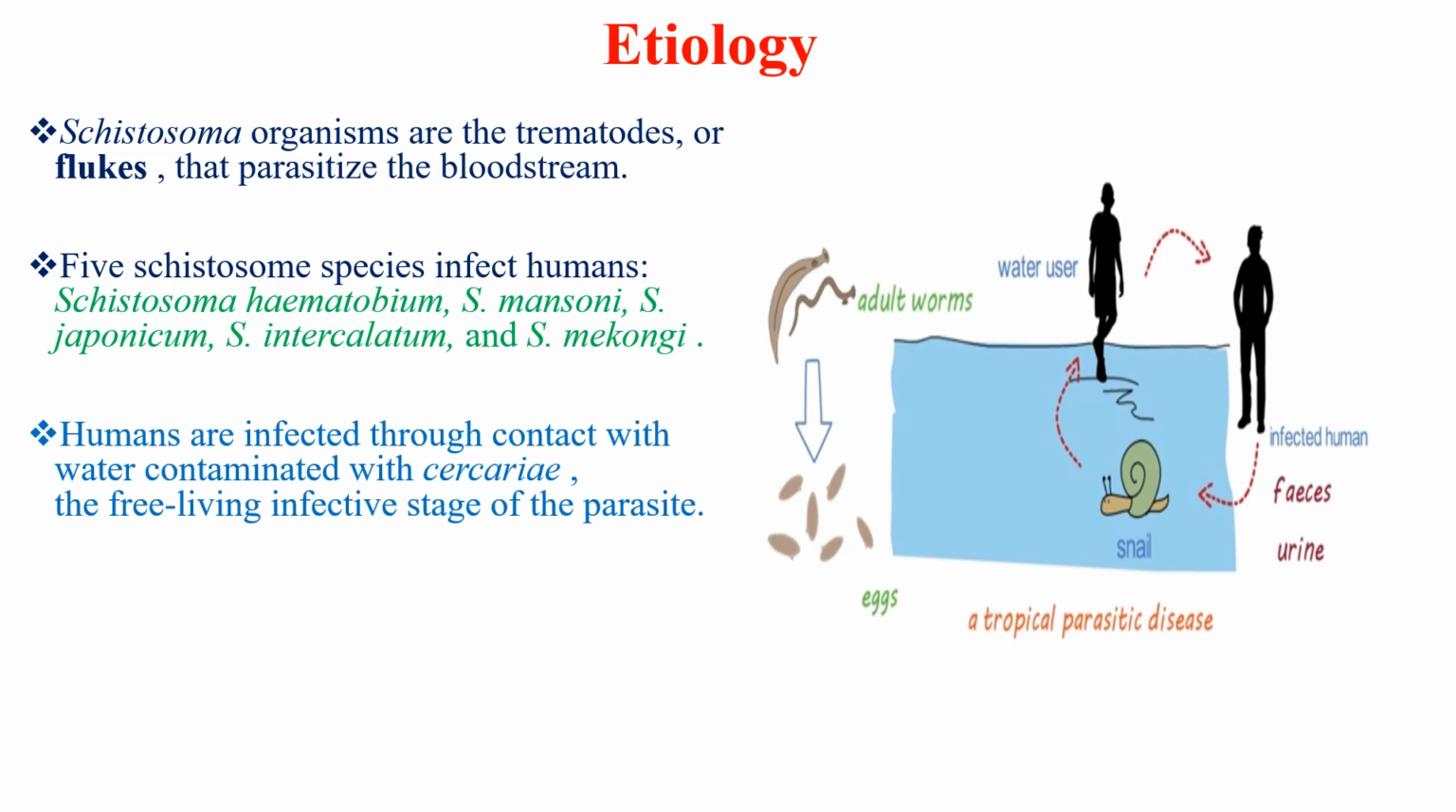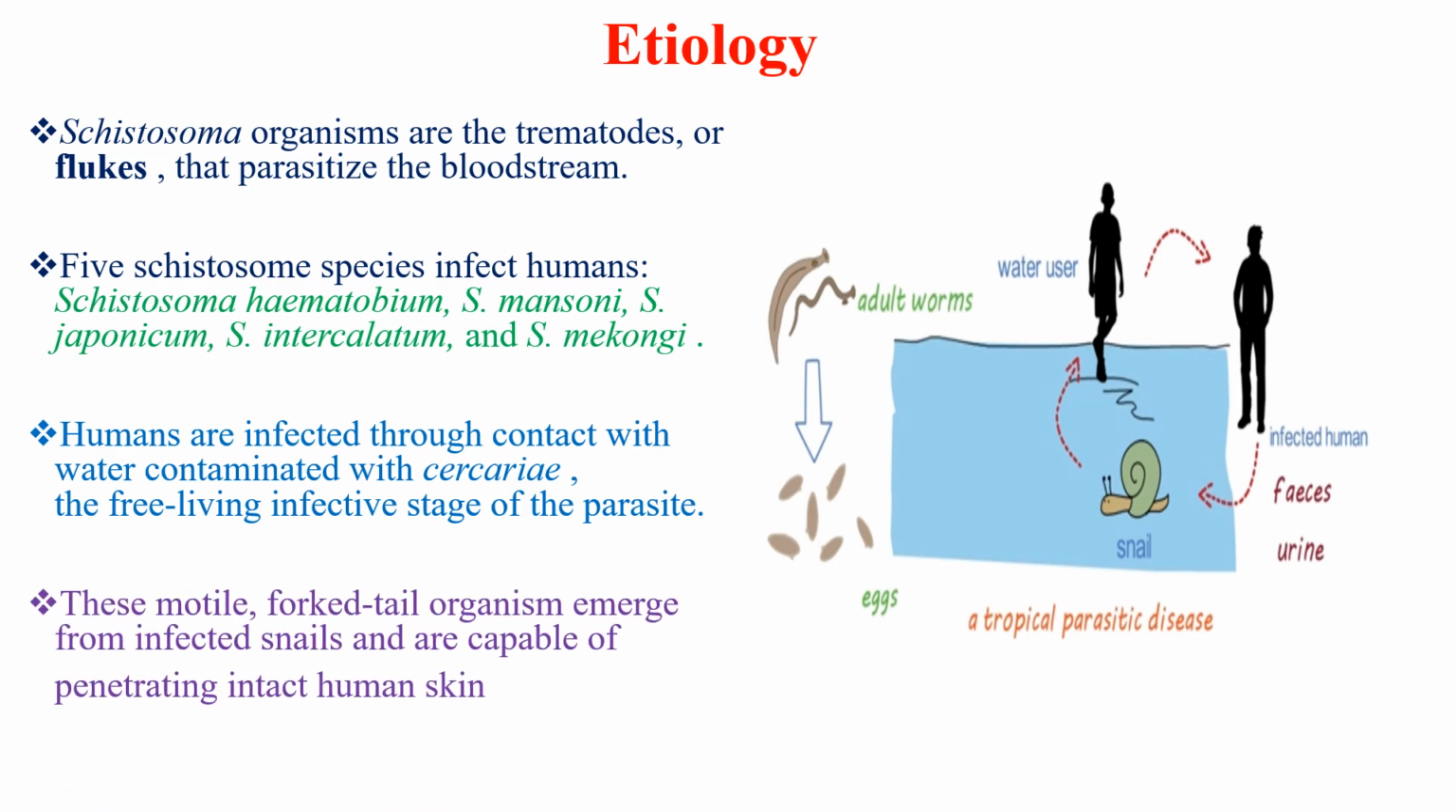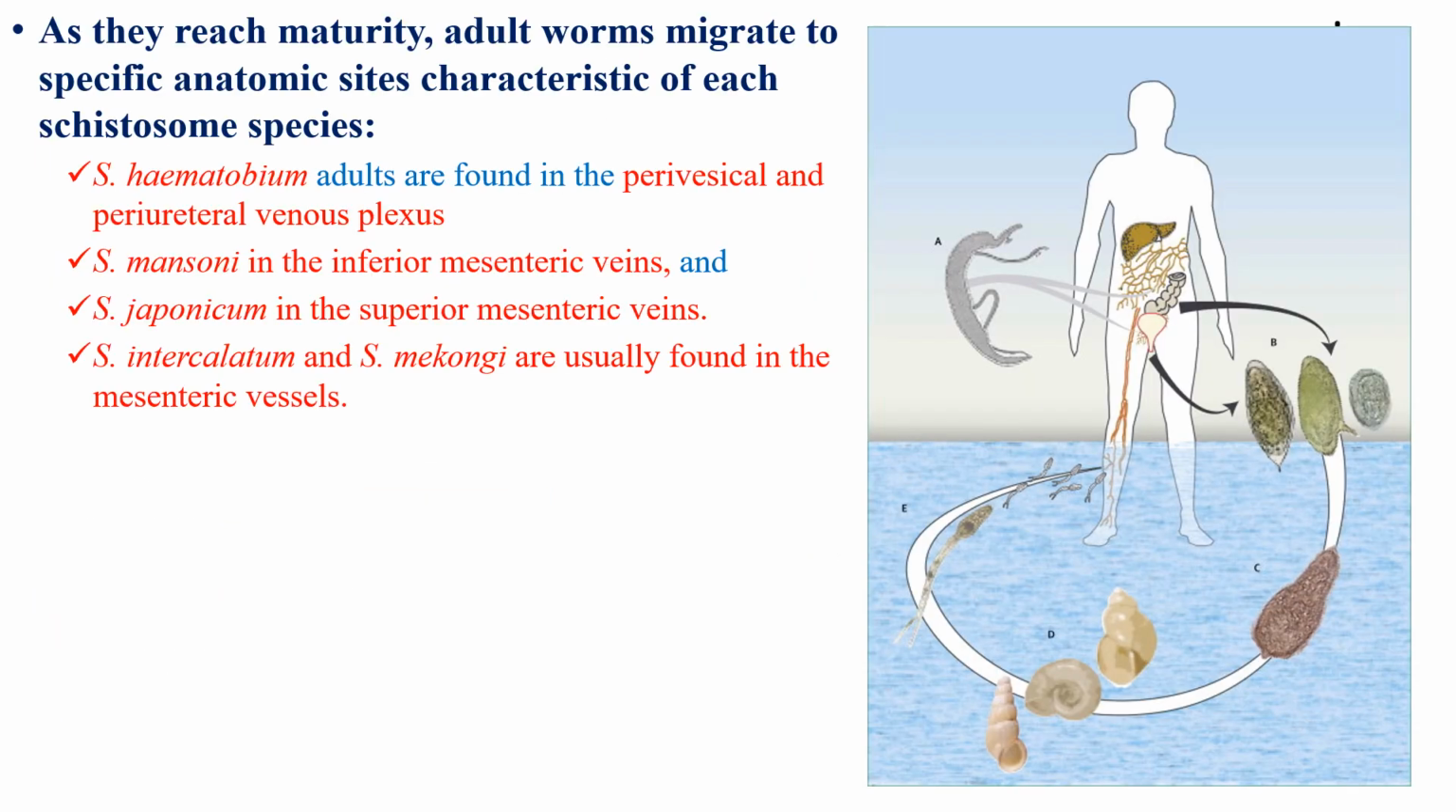Humans are infected through contact with water contaminated with cercariae, the free-living infective stage of the parasite. This motile, forked-tail organism emerges from infected snails and is capable of penetrating intact human skin. As they reach maturity, adult worms migrate to specific anatomic sites, which is characteristic of each Schistosoma species.